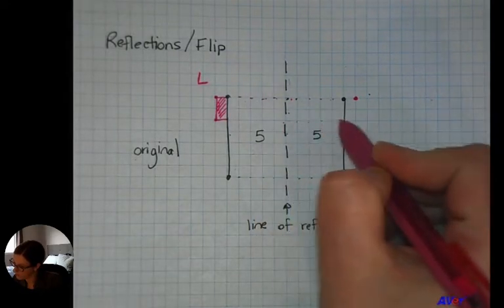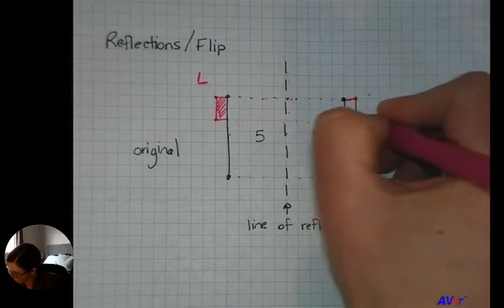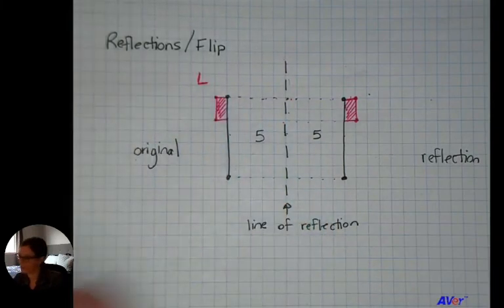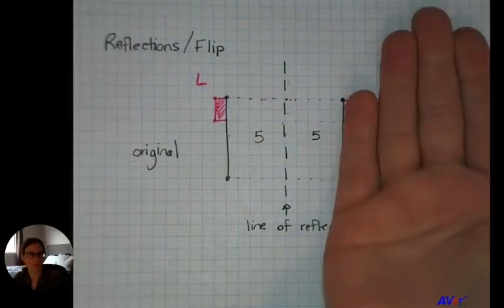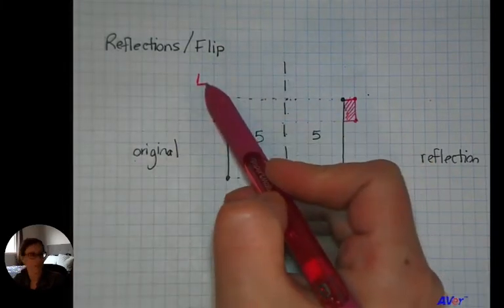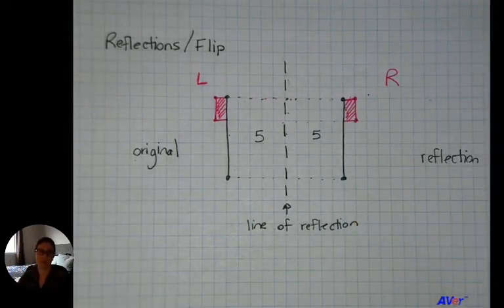1, 2, 3, 4, 5, 6. Okay, and if I connect the dots, here's my flag. And does it look flipped? Does it look like I took it and went and flipped it over? Yes, it does, because now my flag used to point left. Now it's pointing right. Okay, so that's how we know we have flipped it.